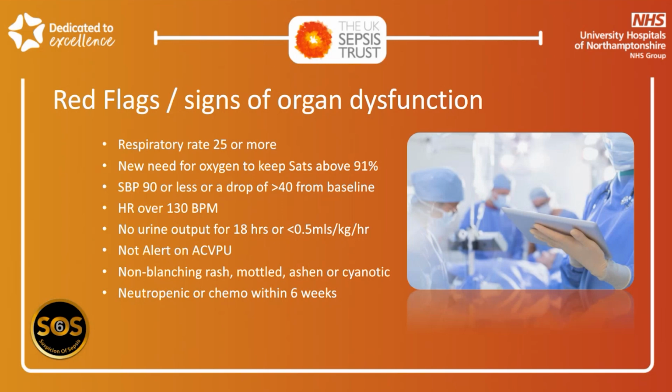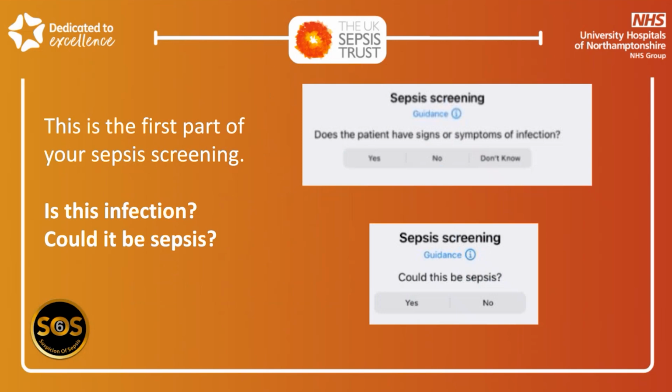Or anybody who is neutropenic or has received chemotherapy within 6 weeks. The first part of your sepsis screening for patients who trigger on their NEWS2 score is: does the patient have signs or symptoms of infection? As sepsis is the body's overwhelming response to infection, it's unlikely to be sepsis in the absence of those signs. If they do have signs of infection, you should answer yes and complete the site of infection if known.